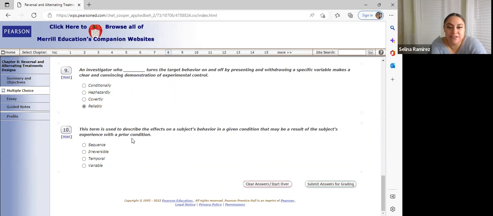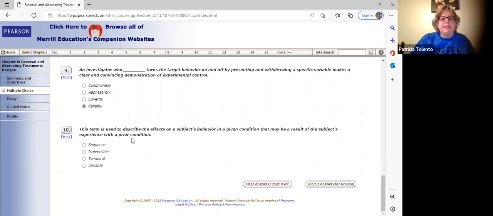This term is used to describe the effects on a subject's behavior in a given condition that may be a result of the subject's experience with a prior condition. Oh, we know this without looking at the answers. The effects on the subject's behavior in a given condition that may be a result of the subject's experience with the prior condition is called sequence. Sequence.